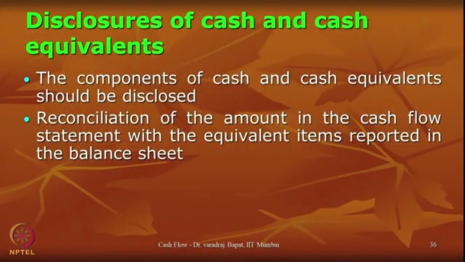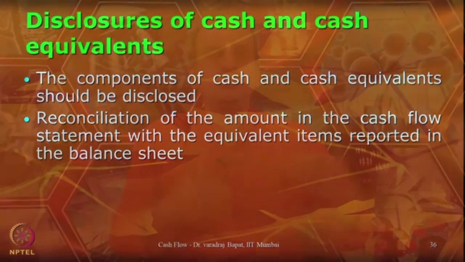Now, in the end, you are required to make disclosure of cash and cash equivalent. So you should show the total cash and cash equivalent in the beginning and in the end, and a reconciliation. Because in the cash flow statement, you have listed all inflows and outflows. The net total of that should match with the movement of cash and cash equivalent, and it should match with your balance sheet.